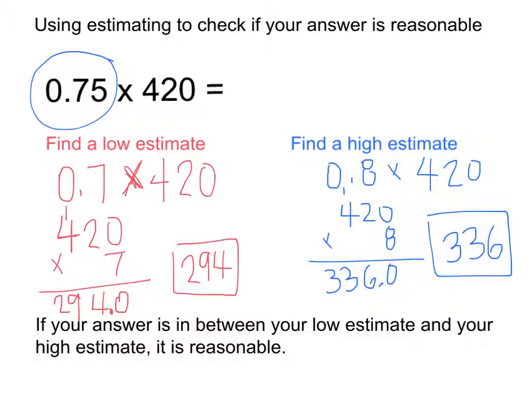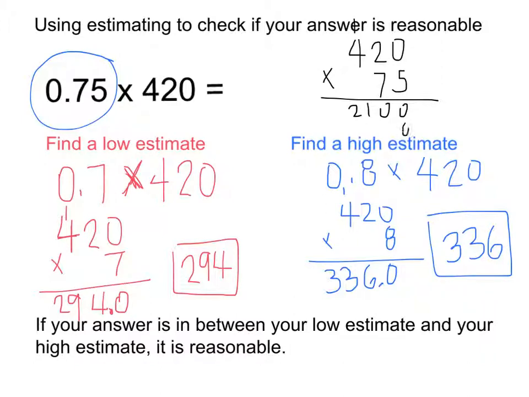294 and 336. Okay, so we know when we solve this problem, we'll know if our answer is reasonable if it's in between 294 and 336. So, let's solve it for real. 75 hundredths times 420. 420 times 75, right? Okay, 0 times 5 is? You guys need to help me out. 0 times 5 is? 0. 5 times 2 is? 10. Carry the 1. 5 times 4 is? Plus 1 is? 1. Okay.